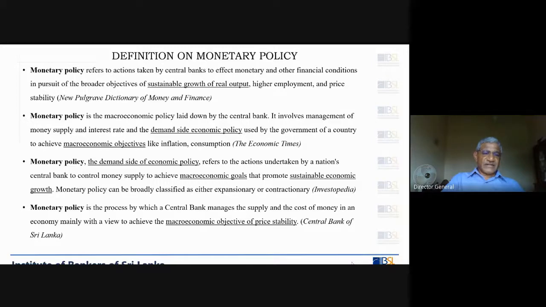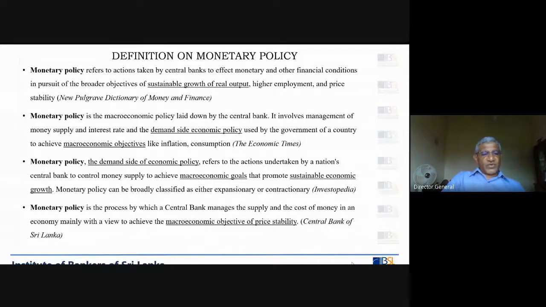Monetary policy, the demand side of economic policy, refers to the actions undertaken by a nation's central bank to control money supply to achieve macroeconomic goals that promote sustainable economic growth. Economic policy can be broadly classified as either expansionary or contractionary. That is a definition given by Investopedia.